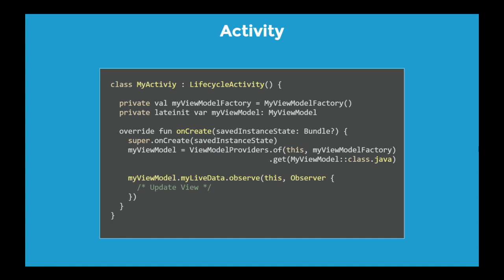And finally, you simply tell your view model, give me my live data, which I want to observe with this context. When I say context, it's not actually a context. It's the lifecycle events it's interested in. And then you observe. So within this block, you get the data, and you can update your view the way you want. And that's it.